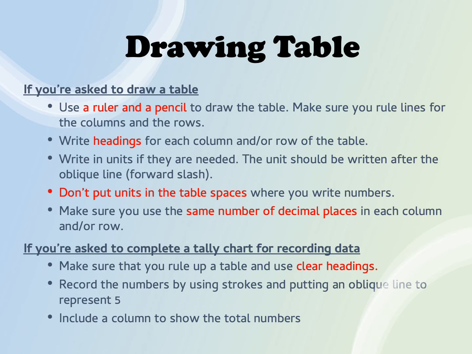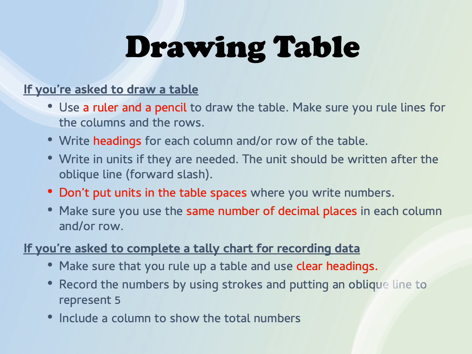If you are asked to complete a tally chart for recording data, what you need to remember again is to use a ruler to draw the table and give a clear heading. How to do a tally chart? You need to record the number by using strokes and give an oblique line to represent 5. Remember to include another column to show the total number of strokes.